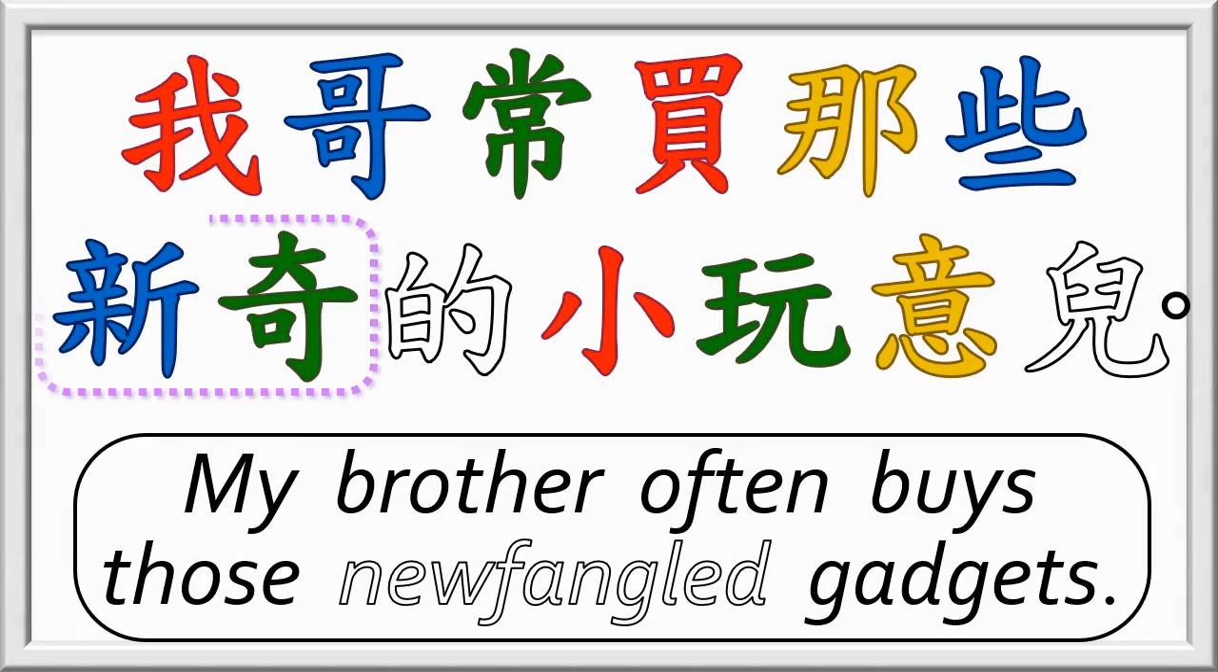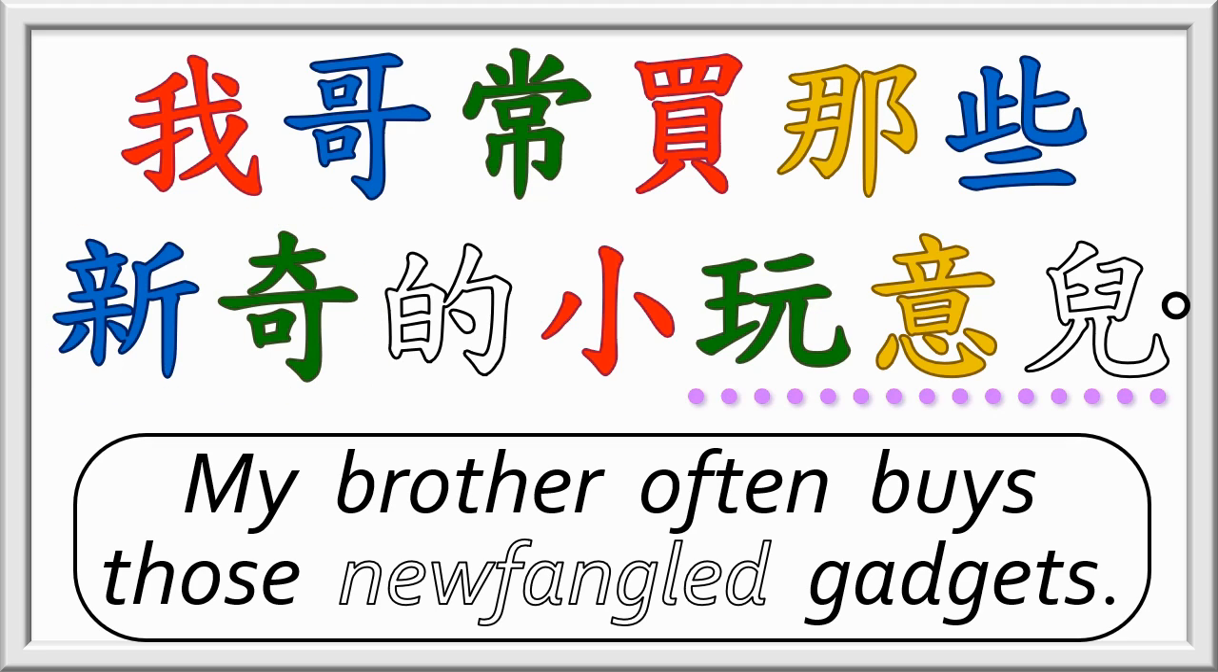新奇, a combination of new and strange, naturally translates as something new, novel, or strange. 我哥常买那些新奇的小玩意儿。My brother often buys those newfangled gadgets. 玩意儿 is a Northern Mandarin colloquialism for a toy, gadget, or activity for relaxation and entertainment. If referring to a man, however, as in, 他是什么玩意儿? It means, what kind of louse is he? Definitely not a compliment.